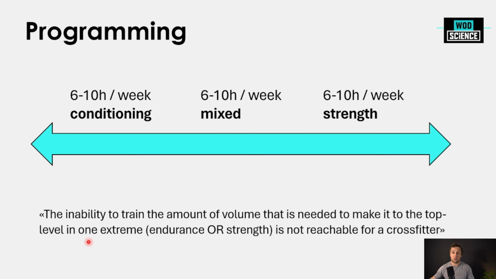For example, a CrossFitter should do whatever, 6 to 10 hours of conditioning, 6 to 10 hours of mixed training, like CrossFit style training, and then also he or she does 6 to 10 hours of strength. If you add that all together, that's a full training week. So what can you then do as a CrossFit athlete to limit this interference between strength and endurance?